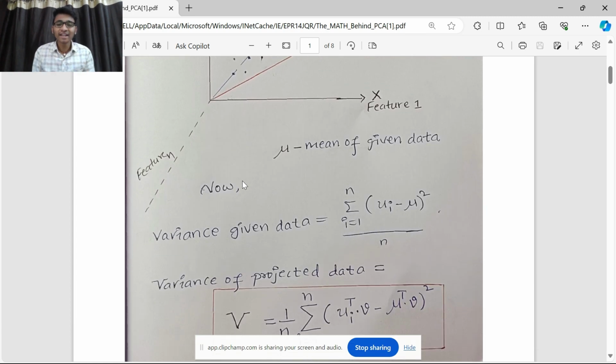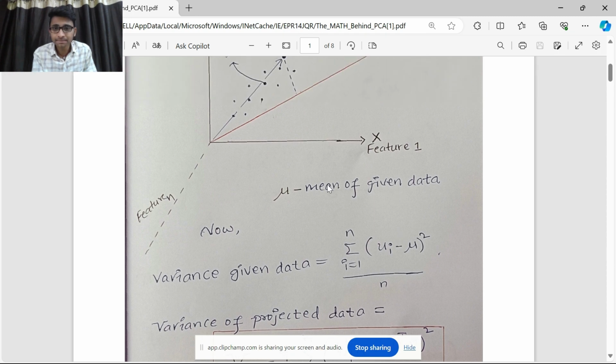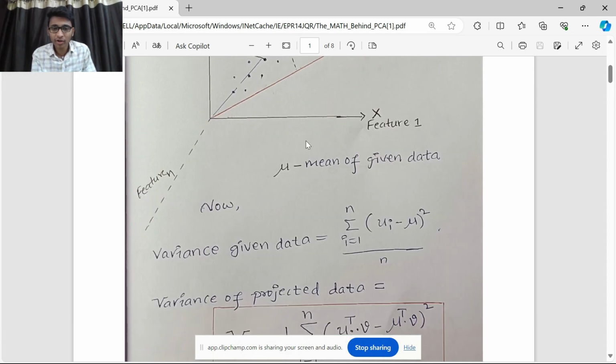Now see, what is variance? What is the formula for variance? How can we understand variance? Variance is nothing but the spread, how the given data is spread along a certain axis. This formula tells us how the given data deviates from the mean, and the variance is formulated as sigma 1 to n, (ui minus mean) whole square, divided by n.